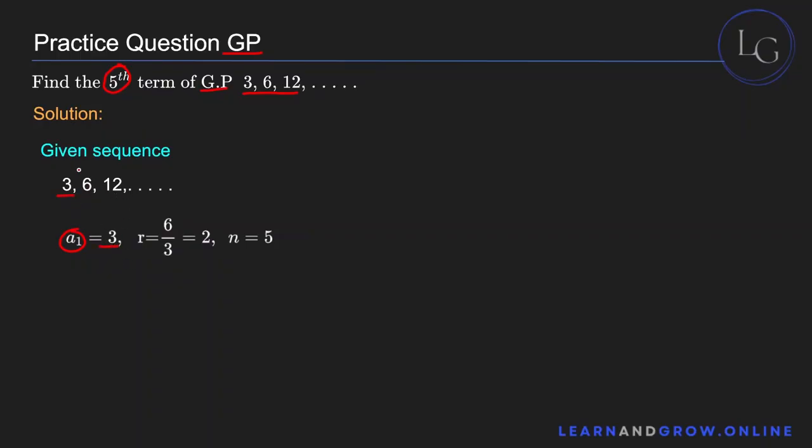Now we need to find the common ratio. Now, again, let's just take this 6 and this 3, the 2 consecutive terms, divide 6 by 3, you get 2. And if you divide 12 by 6, you also get 2. So again, we just need to find the common ratio, which in this case is 2. And we also have n equal to 5 because we have to find the fifth term.